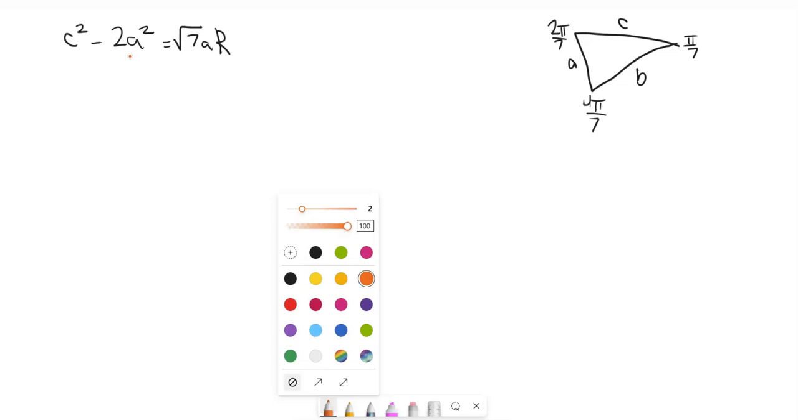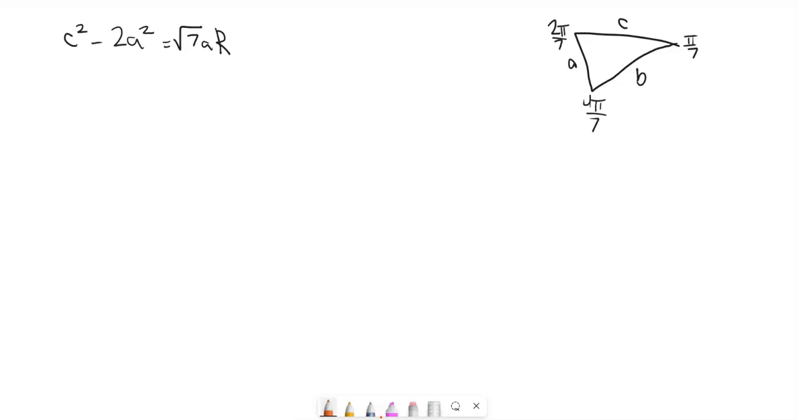Now, what I'm going to do today is take three identities that I derived earlier in the series, and do an extension from variables into trig ratios. So here's what I'm talking about. This interesting looking identity, c squared minus 2a squared equals the square root of 7ar, is in its variable form. Now here's how we will turn it into its trig ratio form. What I'm going to do is divide everything by AR.